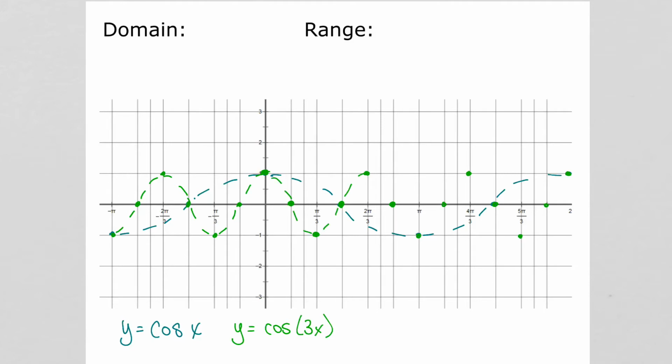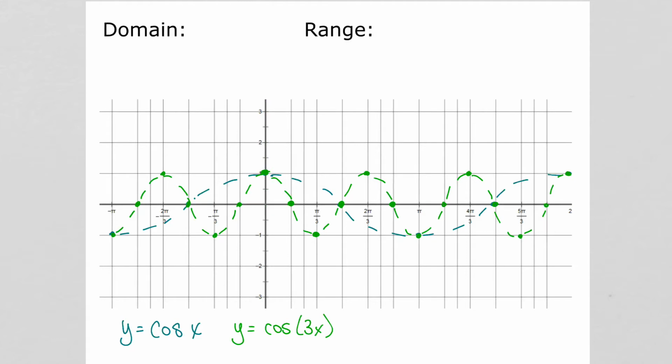And when I ask you on your lab to graph these by hand, I'm expecting at least 1 period. So I've graphed several periods here, but that's okay. But you would have to graph at least from here to here to give me 1 period, just so you know.